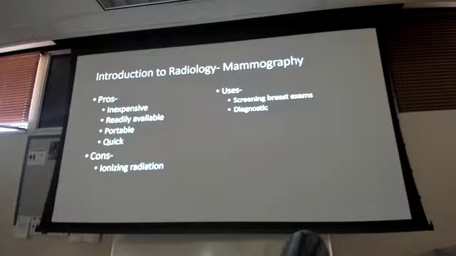So what are the pros and cons? The pros and cons are almost the exact same as regular x-ray. Inexpensive, readily available, portable, quick, and ionizing radiation for the cons. What do we use it for? Screening or diagnostic breast exams. That's about it.